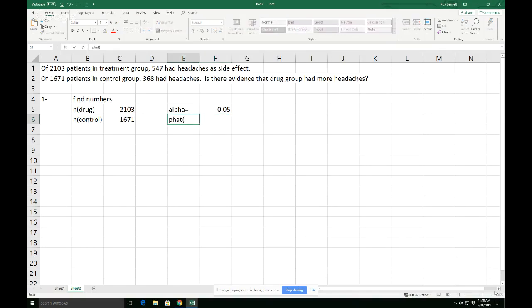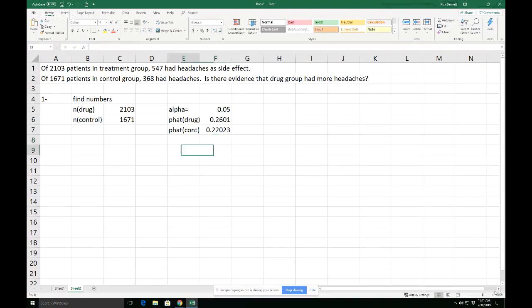p hat for the drug group is 547 divided by 2103. p hat for the control equals 368 divided by 1671. Okay, so it's 0.26 versus 0.22. That seems pretty close, right? Do you think there's a difference there? It's kind of hard to tell. We've got a big sample size though, right? Yeah. You don't have to check; when you have 1,600 in your group, it's going to be greater than 10.